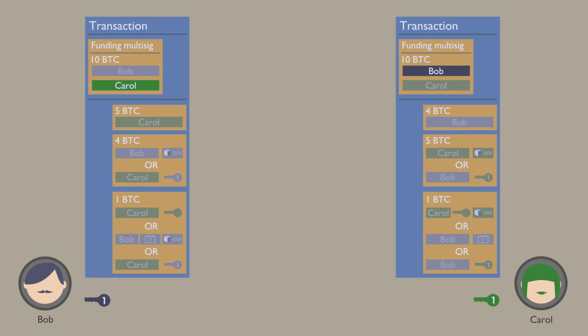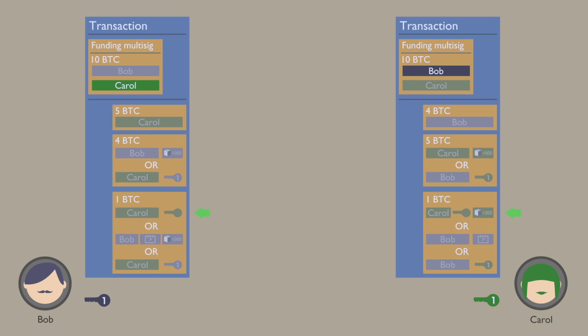Bob turns to Carol and they create similar transactions between themselves. These transactions work in the same way as the ones between Alice and Bob, and you can pause the video to verify this if you want. Basically, the transactions say that Carol will get 1 bitcoin if she provides her secret value.